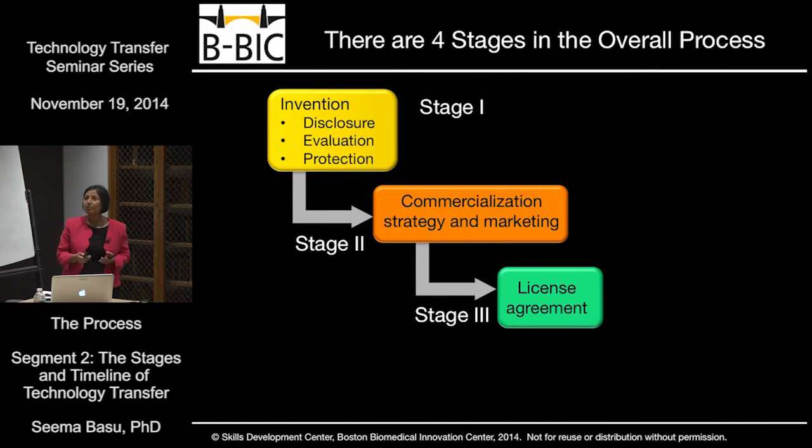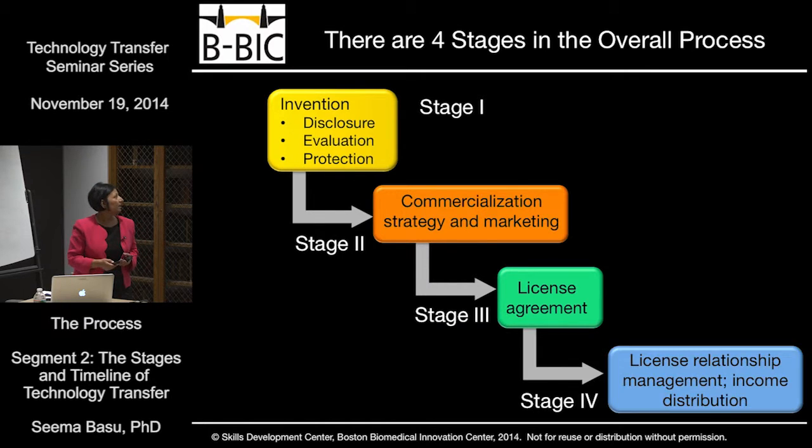Stage 3 would be structuring a license agreement, giving rights for commercialization to that invention. Stage 4 is managing that license agreement with a company and monitoring it on its path to commercialization and its monetization and license income distribution backed by IP policy. We'll go a little more into each of those 4 stages.